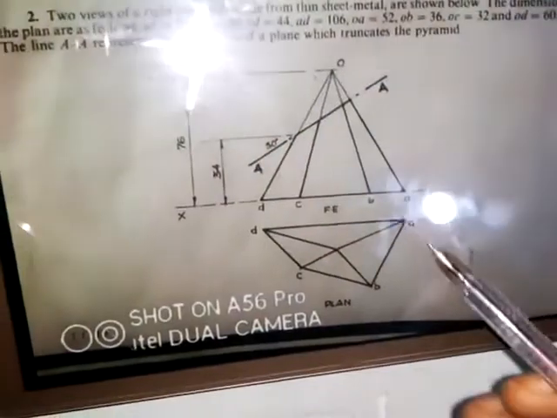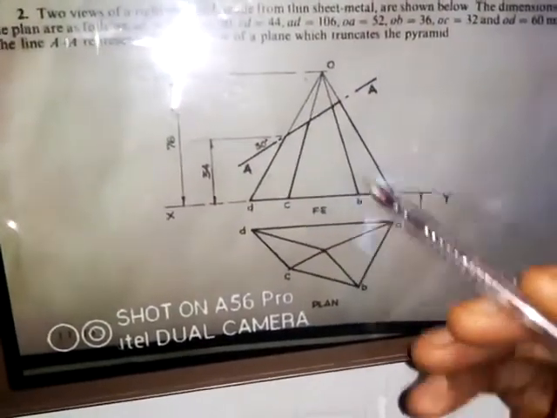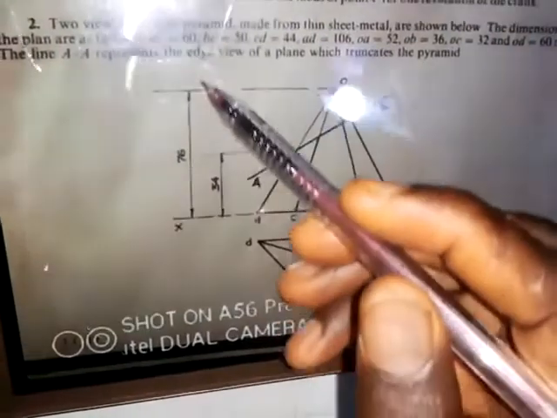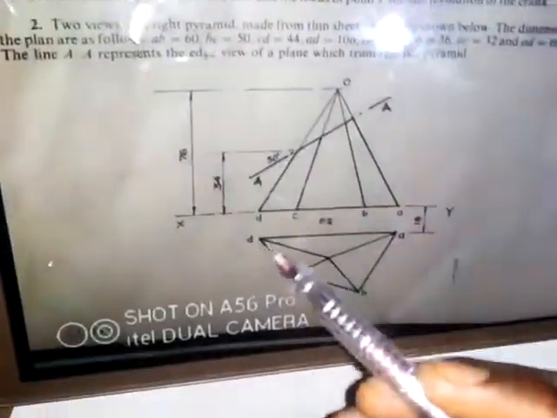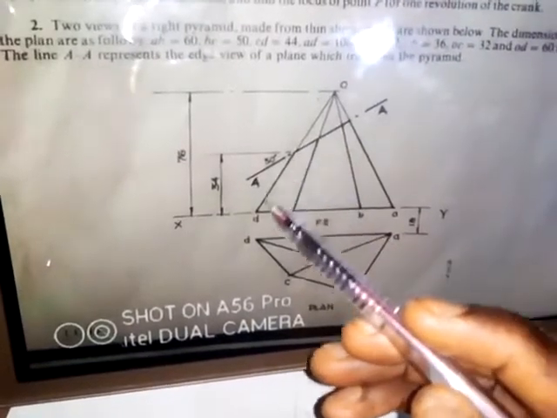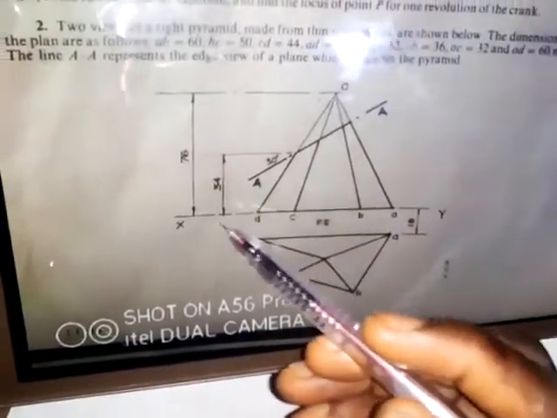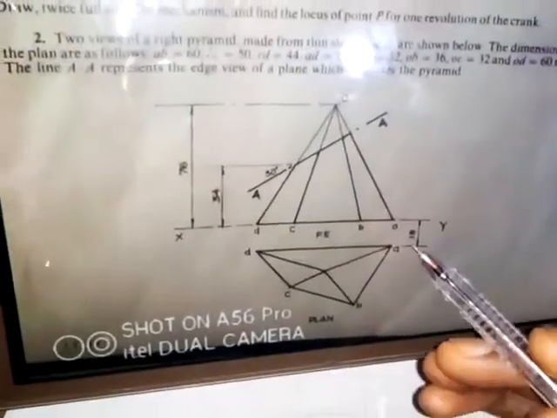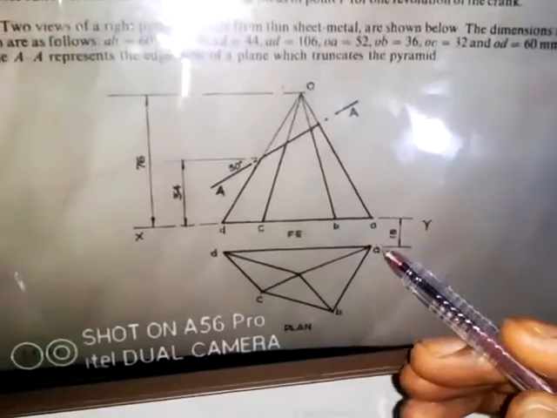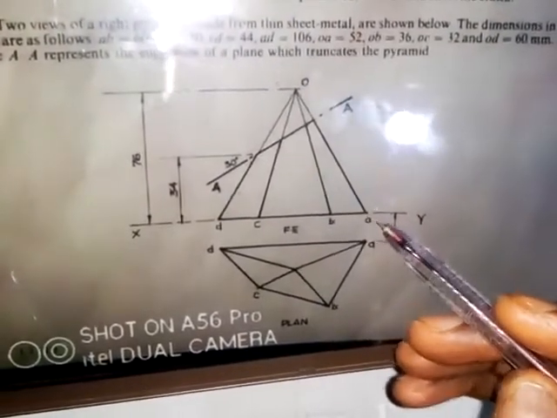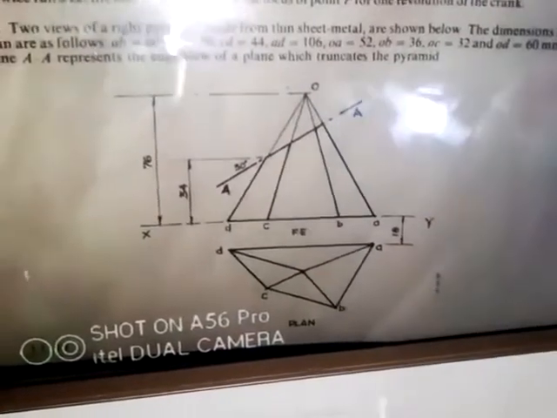So this diagram, this is the plan, and this is the front elevation. The height of the pyramid is 76 millimeters, and the distance of this point where the cutting plane touches this side from the base is 34 millimeters, and the cutting plane is inclined at an angle of 30 degrees to the horizontal. The distance between this point A in the plan and this point A in the elevation is 18 millimeters.